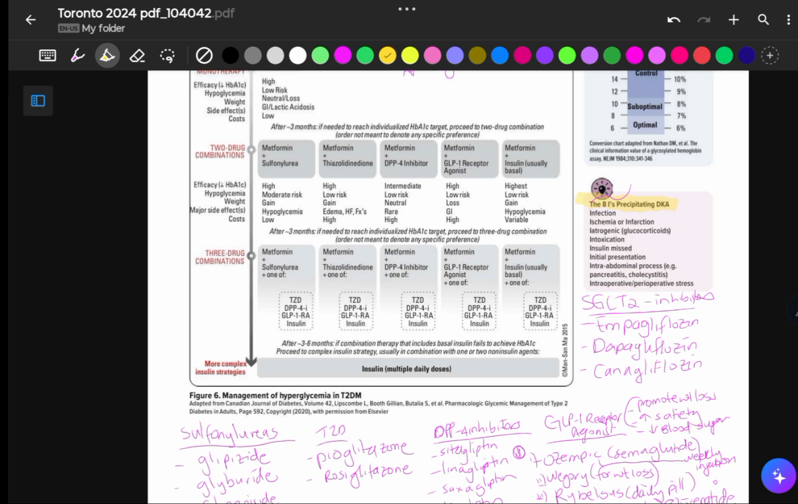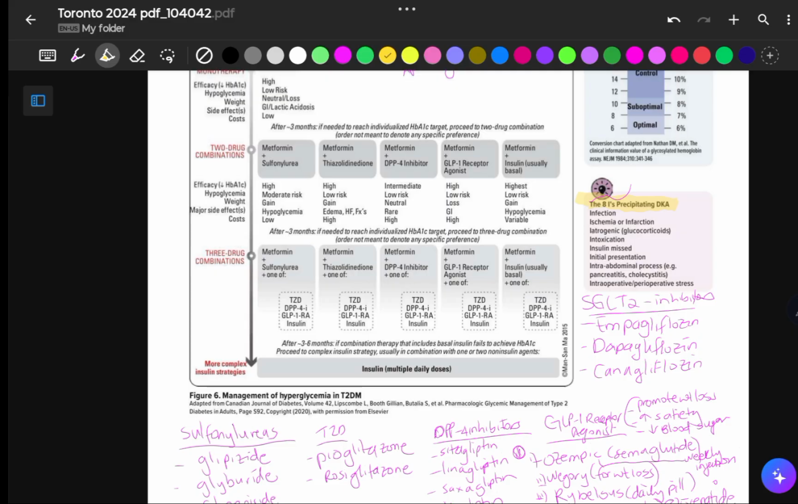Next is your metformin plus insulin. So usually for type 2, you will use the basal insulin, all right? So it has the highest efficacy in decreasing HbA1c, low risk in causing hypoglycemia, and you have a chance of gaining weight. And then the major side effect is your hypoglycemia, all right? And the cost may vary, okay?